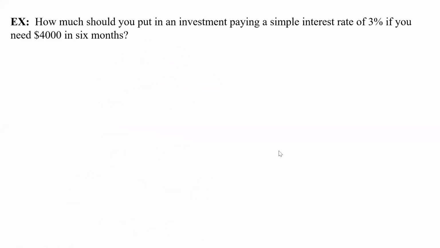How much should you put in an investment paying a simple interest rate of 3% if you need $4,000 in 6 months? Well, I know I need 4,000 in 6 months. So again, if we write down what we have, 1 plus RT, A needs to be 4,000. P is what we're looking for. 1 plus, now my rate, that's going to be 0.03. Now 6 months, well, remember, 6 months is going to be 6 out of 12. It's going to be half because it's going to be half a year.